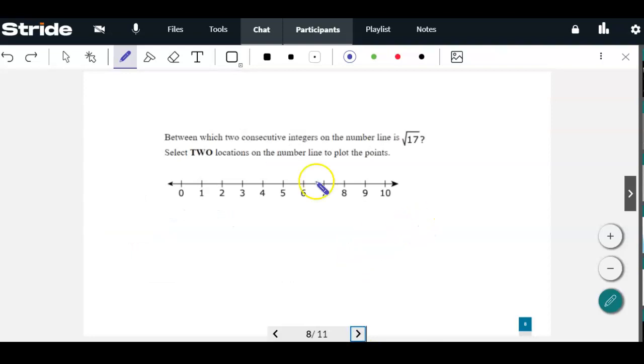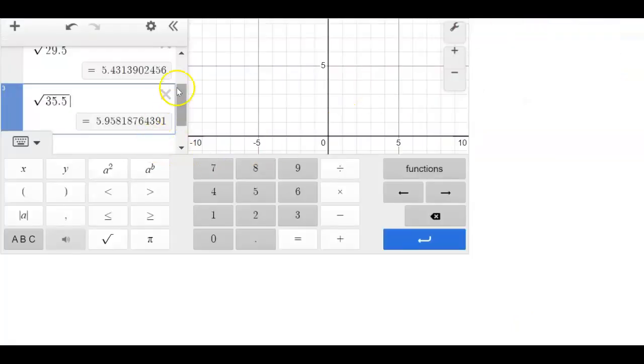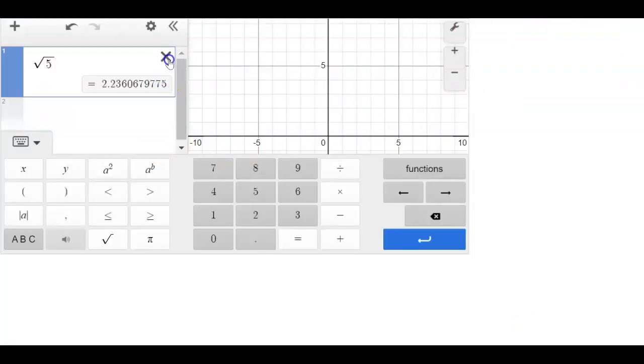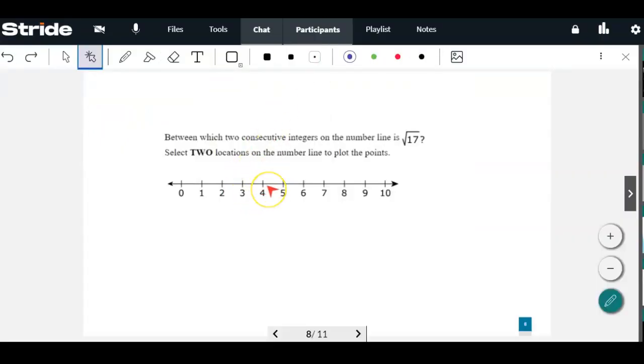All right, let's look at another one. So this time it says to select 2 locations on the number line to plot the points. So we're going to put between which 2 consecutive integers on the number line this number is. So let's go back to the calculator to the square root of 17. We delete these. Square root 17, 4.12. 4.12 is going to be approximately right here. So the 2 integers that it's between will be 4 and 5. So you would just plot those points, 4 and 5.